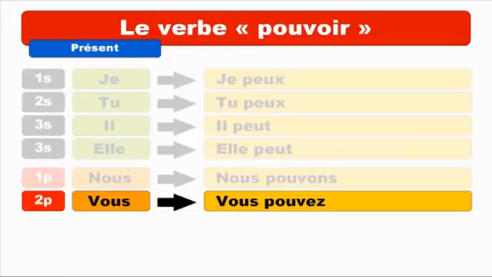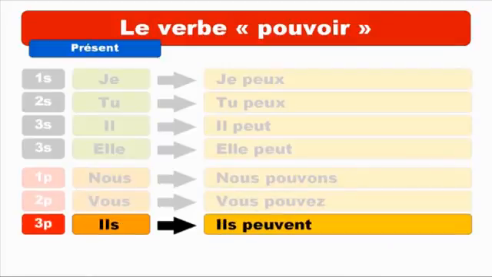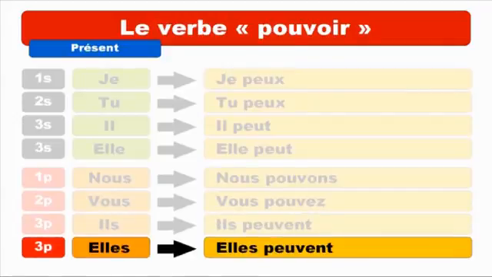For ils in the plural, you get ils peuvent. As usual you've got this E-N-T at the end, but you don't pronounce it. You only pronounce ils peuvent. And last but not least, elles, which is the same form as for ils: elles peuvent. The same rule, final E-N-T is not pronounced.